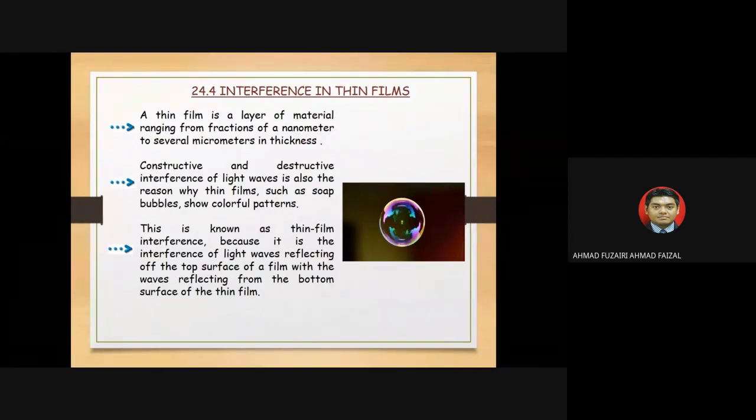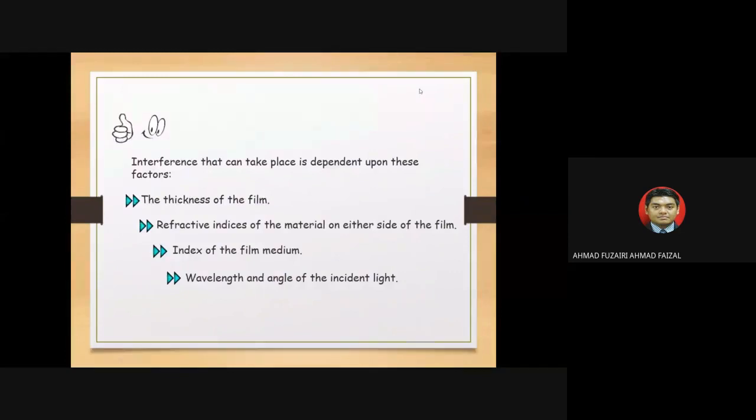Thin film interference is a phenomenon that is a result of light waves being reflected off different surfaces of a thin film. A thin film is defined as a layer of material ranging from fractions of a nanometer to several micrometers in thickness. Interference depends upon these factors: the thickness of the thin film, the refractive index of the material above and below the thin film, the index of refraction of the thin film, as well as the wavelength and angle of the incident light.